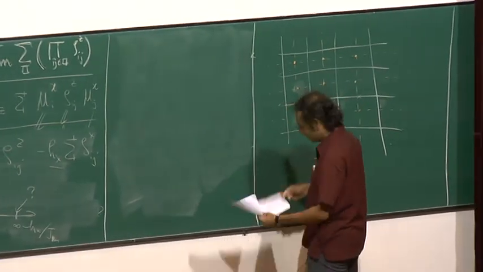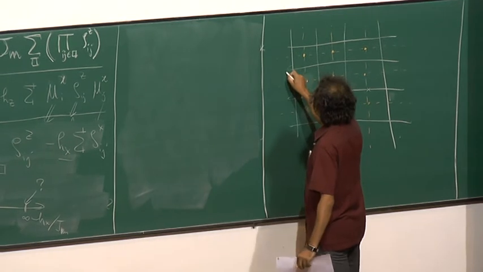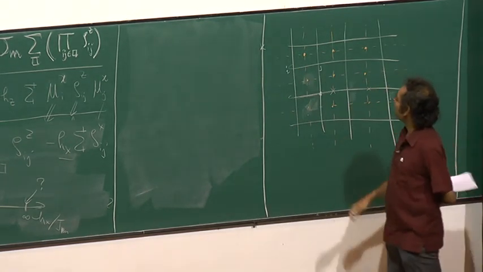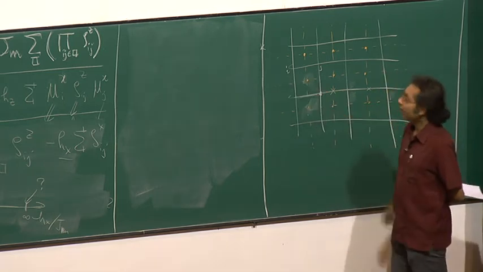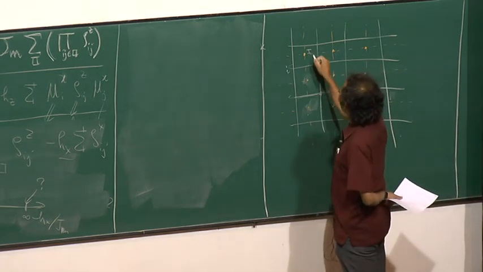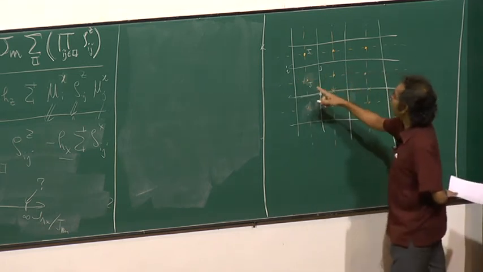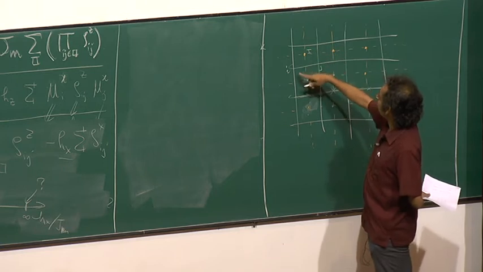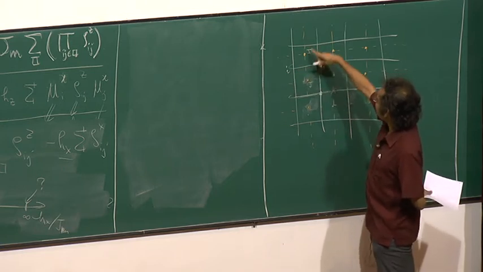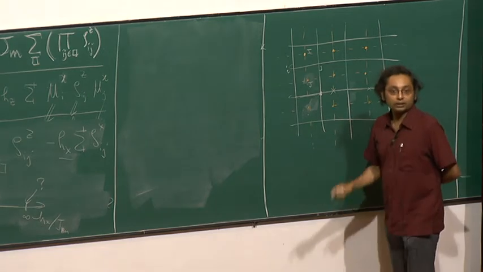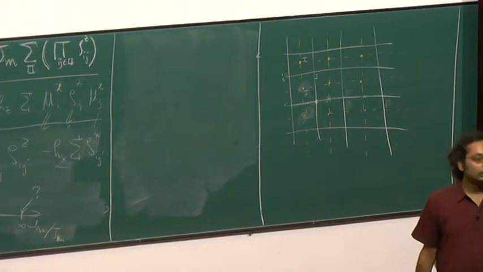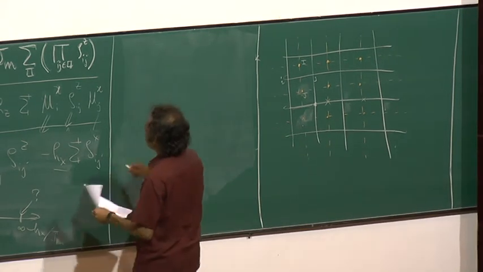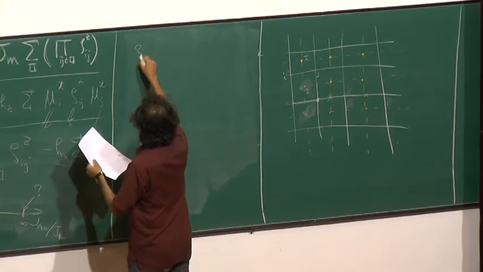Let me introduce a few notations. I denote the sites of the direct lattice by lower cases and the dual lattice sites by upper cases. This is a convention. The uppercase ij and lowercase ij would mean that the uppercase ij and lowercase ij links just cross each other like this. That would be the convention. So I want to write these operators.